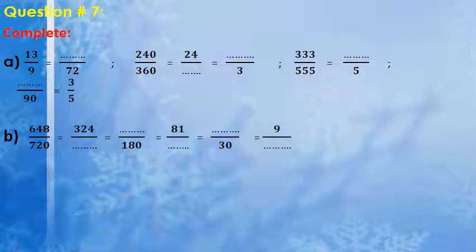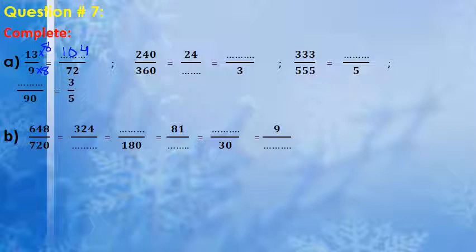In question number 7, we should complete these fractions because these are equivalent fractions. 13 over 9 equals how much over 72? 9 becomes 72 because it increases, so we multiply down and we multiply up. 9 times 8 gives us 72, so we multiply up by 8. 3 times 8 is 24, 4, 2 in hand. 8 times 1 is 8 and 2 is 10, so we get 104 over 72.